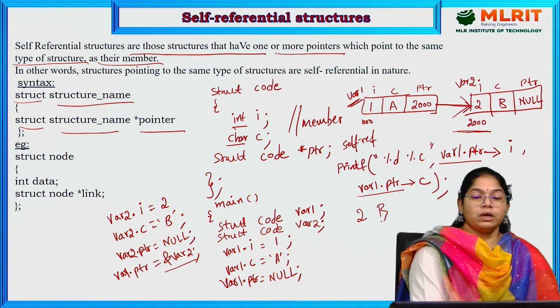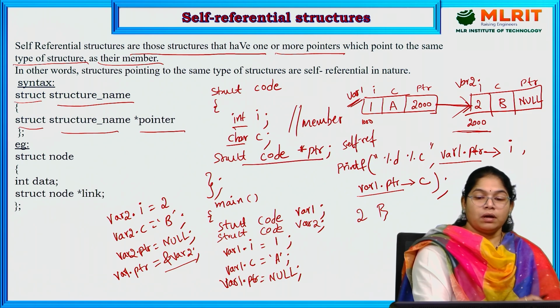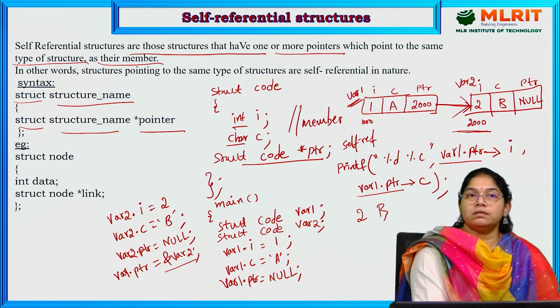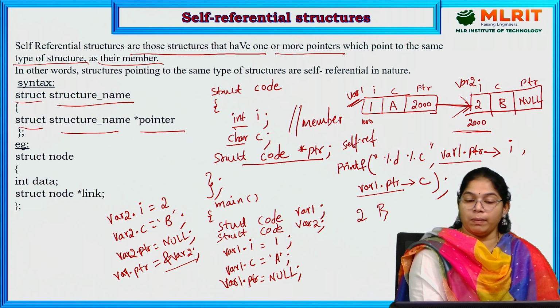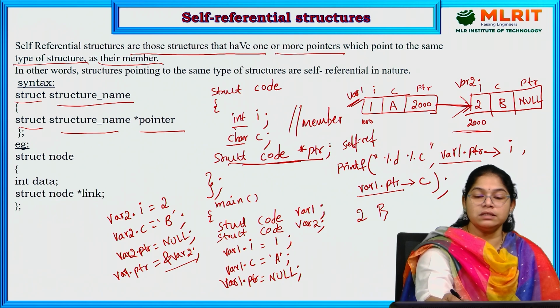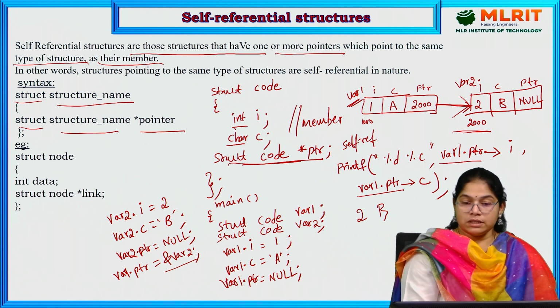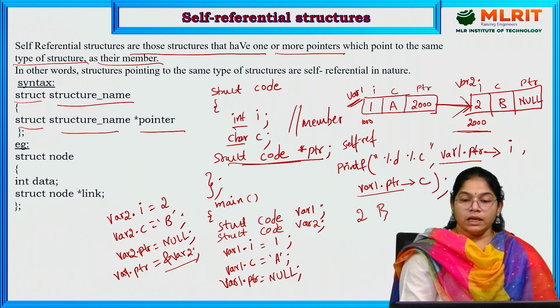So what is a self-referential structure? If one or more pointers point to the same type of structure as their member. Here ptr is pointing to the same structure, but it is also a member of that structure. Then it is self-referential in nature. In today's session, we discussed pointer to structure and self-referential structure. In the next session, we'll discuss functions with structures.